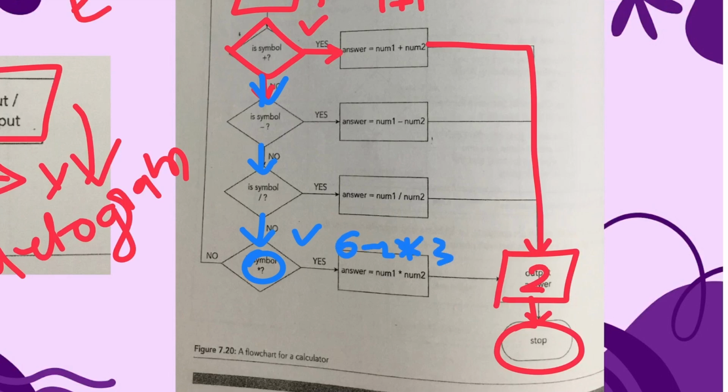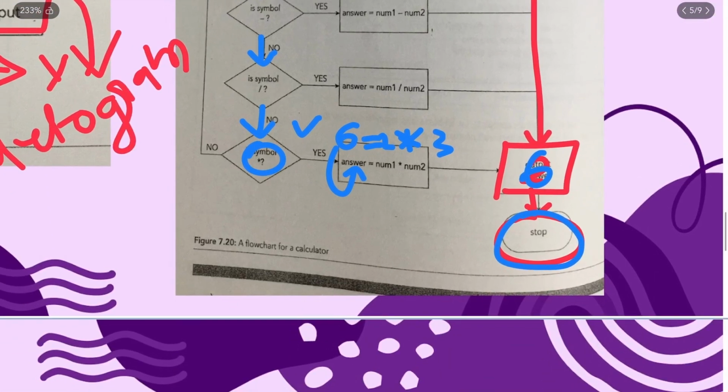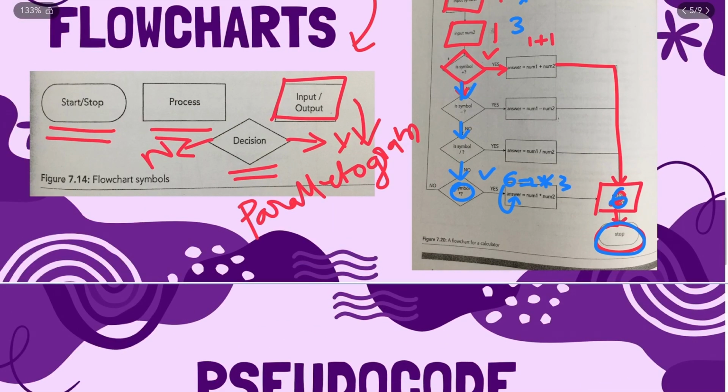is 6. So our variable answer is gonna store the number 6. And then they're gonna ask us to output the answer, which is gonna be 6. And then the algorithm is just gonna stop. I hope this is clear.